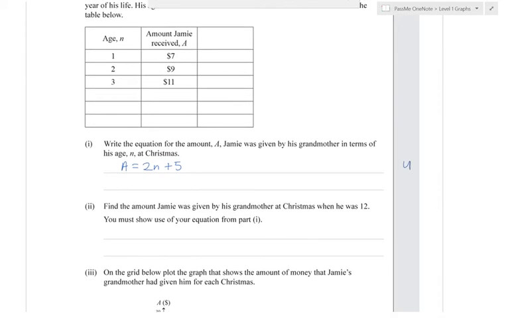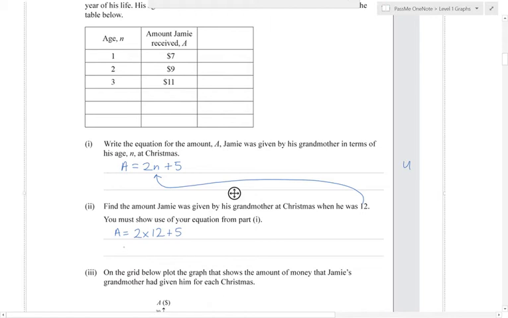Okay, find the amount that Jamie was given by his grandmother at Christmas when he was 12. What we're doing there is putting 12 into this equation instead of n. So we're writing a equals 2 times 12 plus 5, and then we put that into our calculator, or work it out in our head, and that comes to $29. It's asking for the amount, so we'll write that with a dollar sign as well to make that clear.